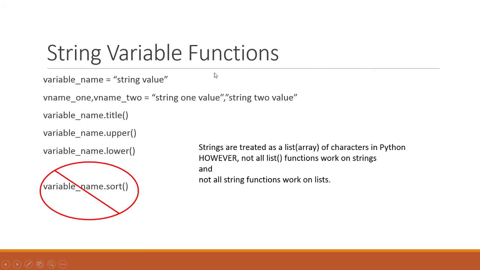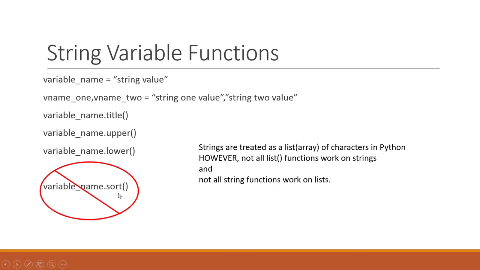We can look at string variable functions. These are the ones that are talked about in the book. And so basically here's our two variables. We can go variable_name.title. That makes it title case, which means the first letter of every word would be uppercase. So in this case, we uppercase string, uppercase value. We could say variable, the string, as long as this is a string, .upper, it would uppercase it, make everything uppercase. This would make everything lowercase.